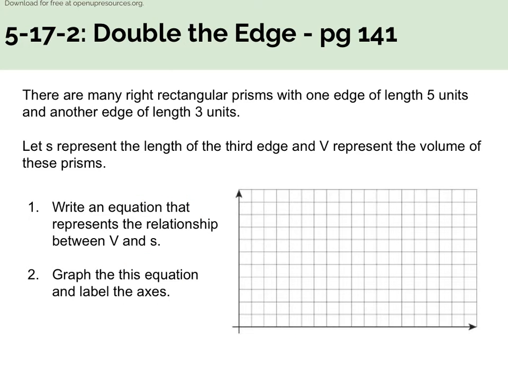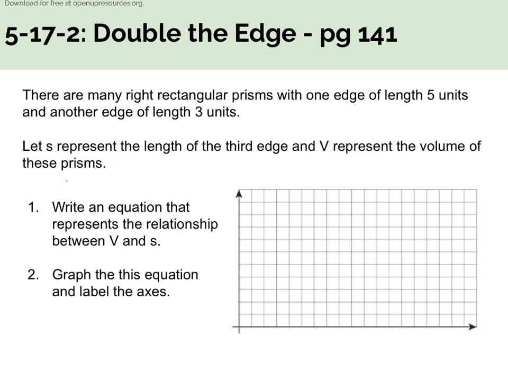So let's go ahead and turn to page 141. Let's look at activity number 2. There are many rectangular prisms with one edge of length 5 units and another edge of length 3. Let S represent the length of the third edge and V represent the volume of the prisms. First, we're going to write an equation that represents the relationship, and then we're going to graph it. So just answer number 1 and then come back to me.